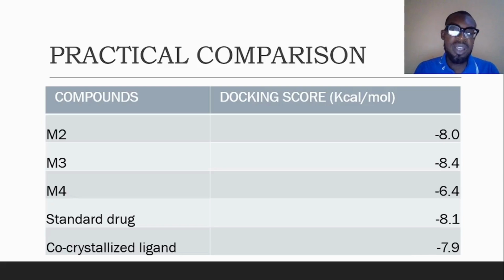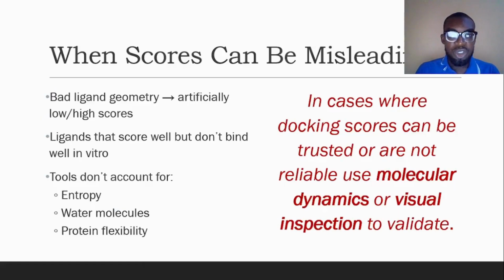Now, once you have values that are very close, minus 8.1 and minus 8.0, it means that the interaction between those molecules and the target protein is not so far from each other. Now, I would also tell you that sometimes docking scores can be misleading.